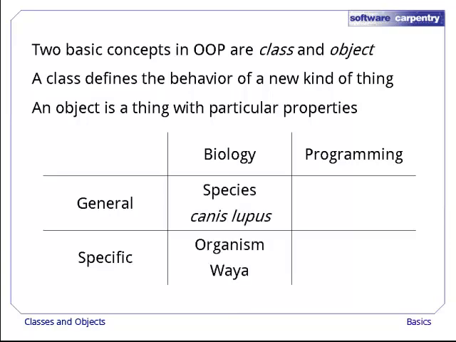This probably seems hopelessly vague, so let's look at an analogy with biology. There, the general category is the species, such as Canis lupus, and the specific thing is a particular wolf, like Waya. In a program, the general class is something like vector, and the object is a specific vector with particular xyz values representing the velocity of some object in space.